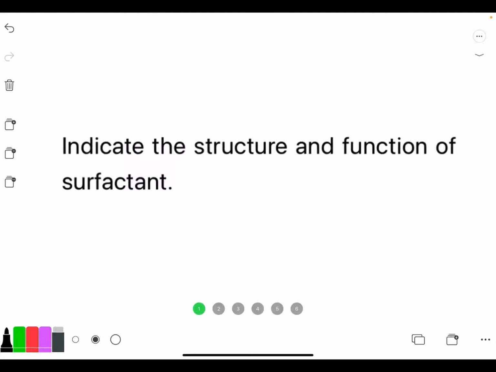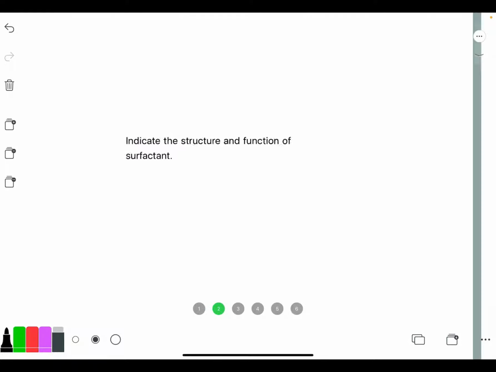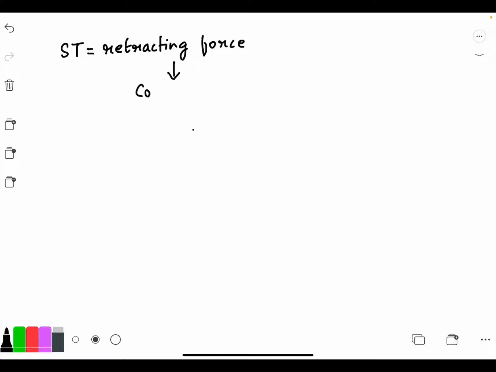Hello guys, so today's question is that we have to indicate the structure and function of surfactant. Okay, so let us start with the discussion of surface tension then. What a surface tension basically is, is a retracting force, and due to surface tension there is generation of a collapsing pressure.